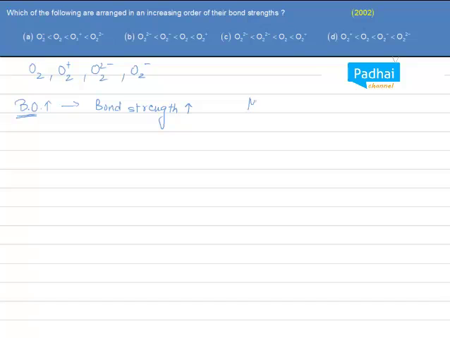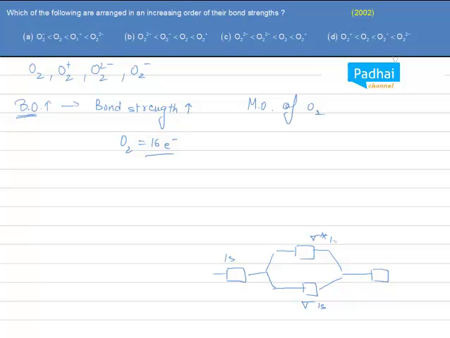Now if I draw the molecular orbital diagram of O2, O2 has a total of 16 electrons. We start with 1s: this will be sigma 1s, this will be sigma star 1s. Similarly, there will be the same for 2s. Now for 2p, for oxygen Z is greater than 7, so the diagram will be of this manner.